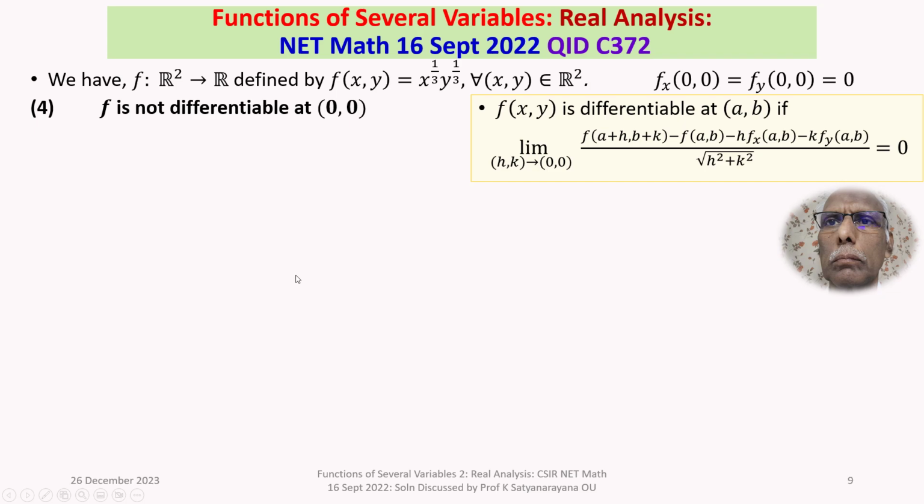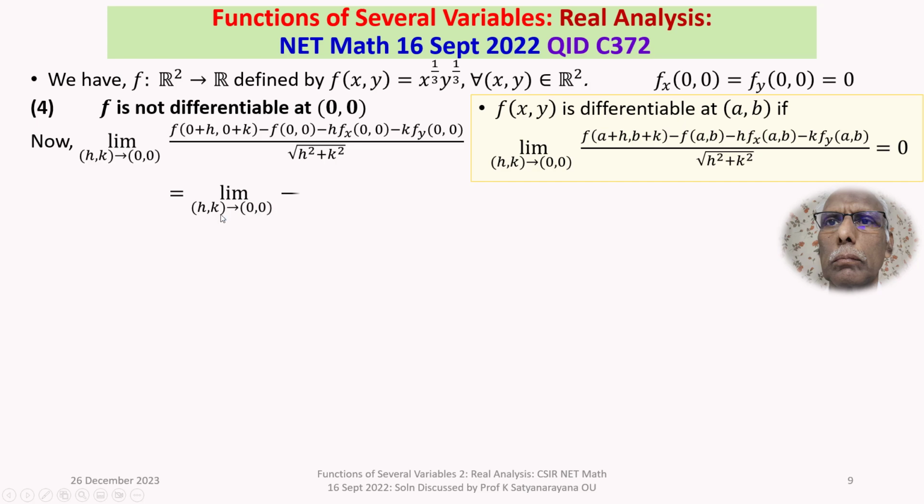Right, so let's see. Now the limit as (h, k) tends to (0, 0) of [f(0+h, 0+k) - f(0, 0) - h f_x(0, 0) - k f_y(0, 0)] divided by the square root of h² + k². f_x at (0, 0) is 0, f_y at (0, 0) is 0, and f(0, 0) is 0. So the limit equals f(h, k) divided by the square root of h² + k², and f(h, k) is h^(1/3) times k^(1/3).